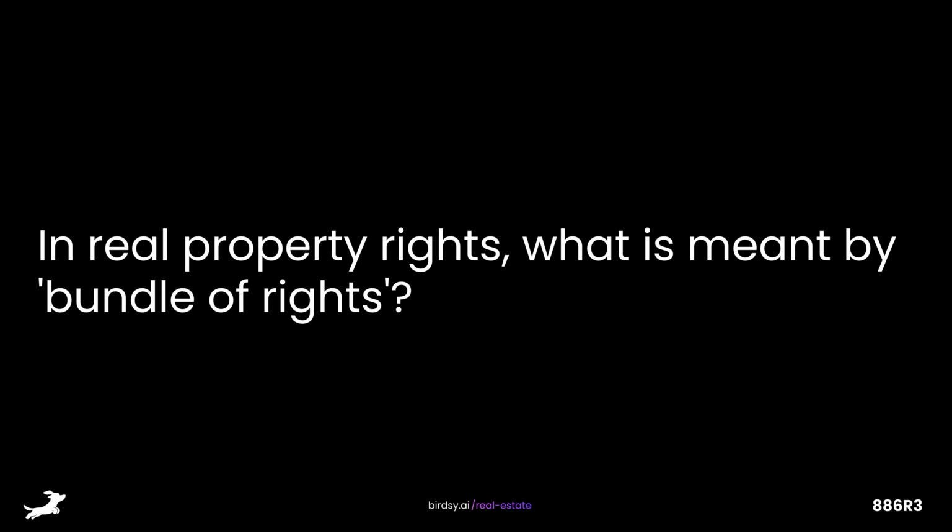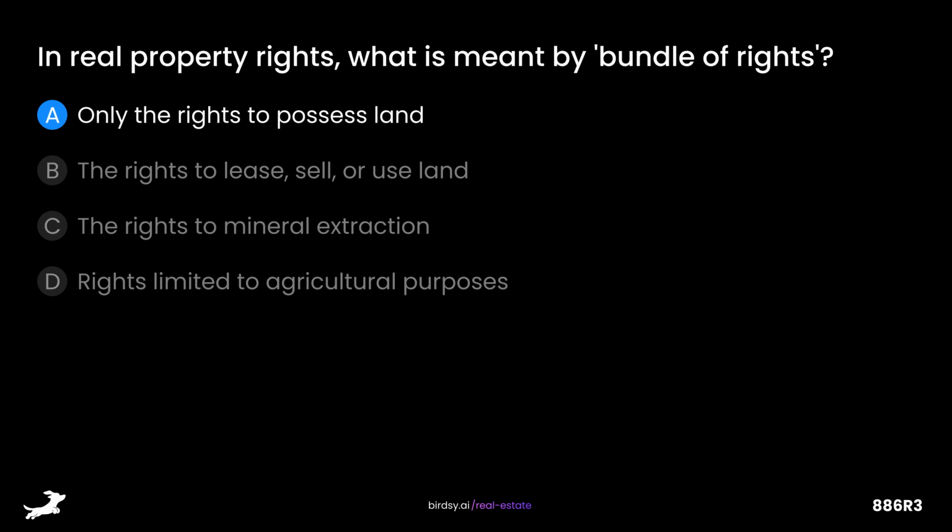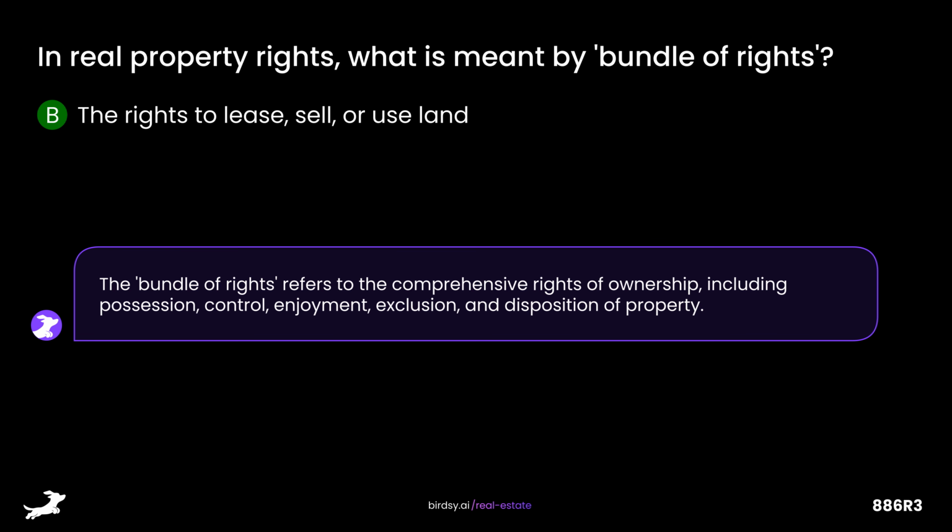In real property rights, what is meant by bundle of rights? Is it A, only the rights to possess land? B, the rights to lease, sell, or use land? C, the rights to mineral extraction? Or D, rights limited to agricultural purposes? The answer is B, the rights to lease, sell, or use land. The bundle of rights refers to the comprehensive rights of ownership, including possession, control, enjoyment, exclusion, and disposition of property.